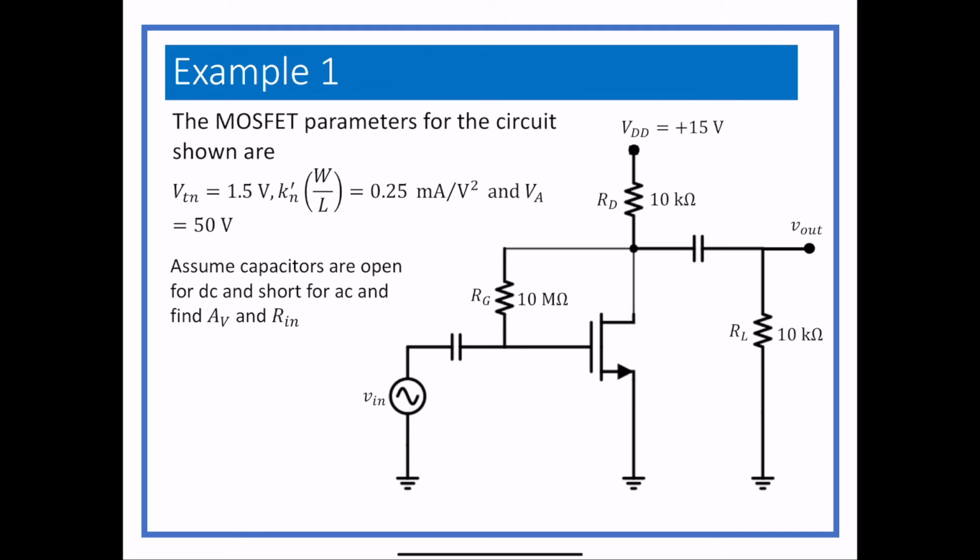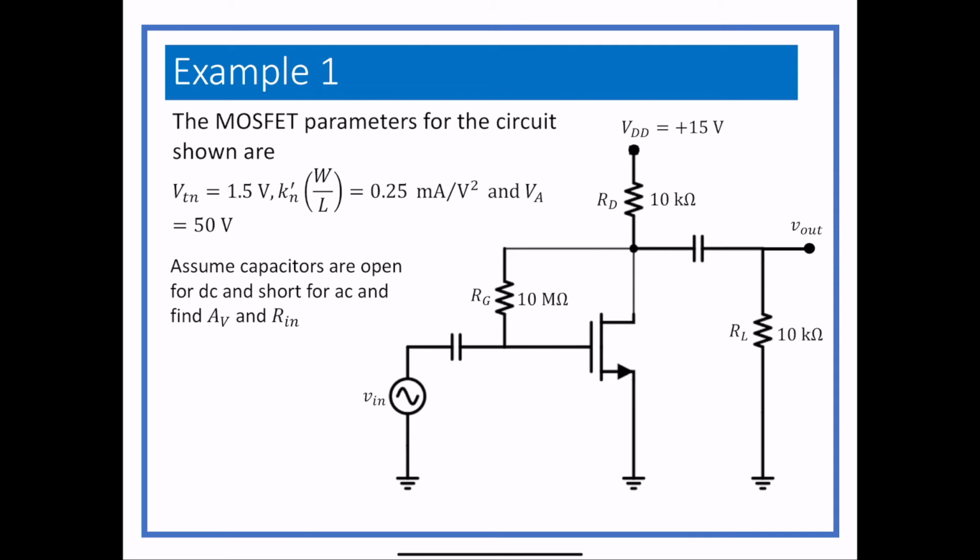Since we don't cover frequency effects in this class, we don't have to worry about what might happen if these capacitors actually had an impedance. So the assumption is, during the DC analysis, anything on the outside that's connected with a capacitor just goes away. And for the AC analysis, the capacitors just become wires, and the DC source is shorted to ground. So we want to find Av and Rin, which is always a good parameter to look at.